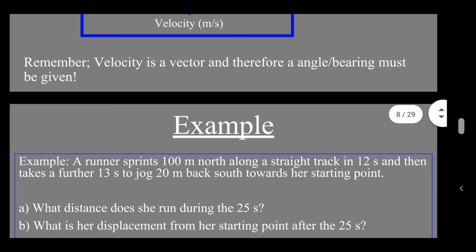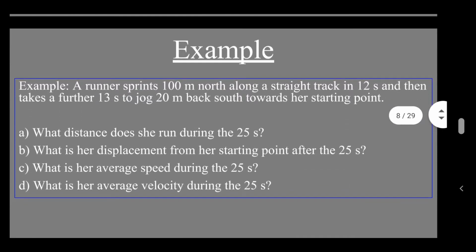Okay, so remember this here, velocity is a vector and therefore an angle or bearing must be given. We use bearings in physics, okay? So again, we're going to come on to an example of that later. But let's do an example here.